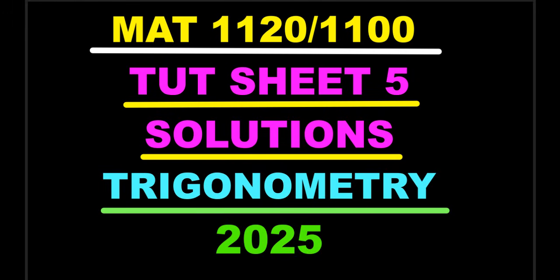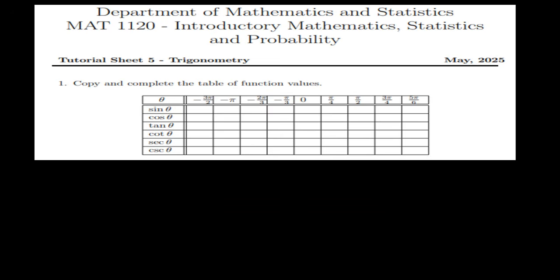In this session, we're going to solve tutorial sheet 5, Trigonometry 2025. So without wasting much of the time, let's start. Now, this is the first question. We are instructed to copy and complete the table of functional values.